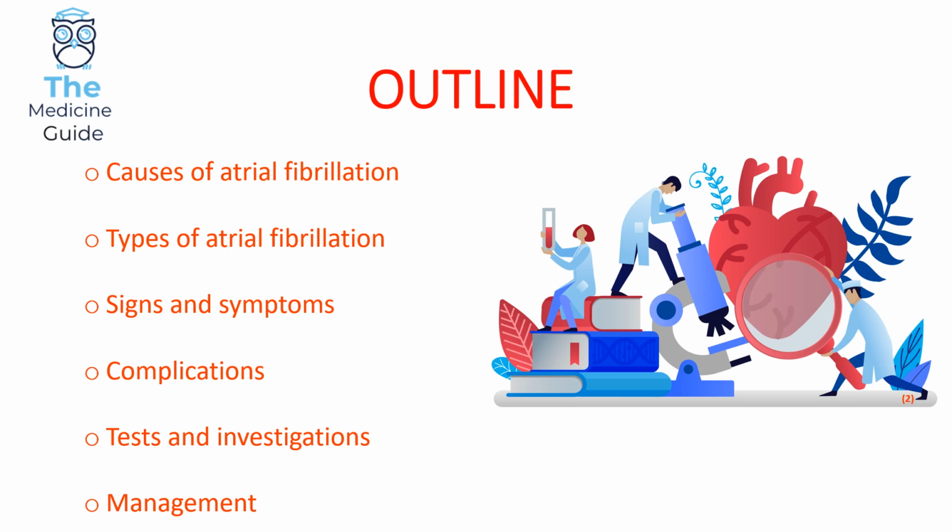So atrial fibrillation typically describes an irregular pulse, and it presents on an ECG with an irregular rhythm. So let's get started with the causes of atrial fibrillation.